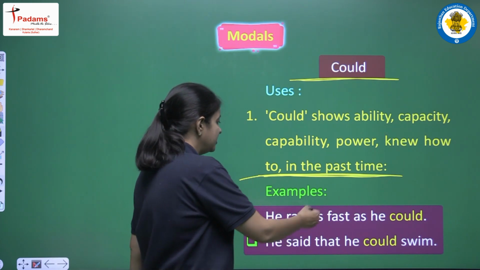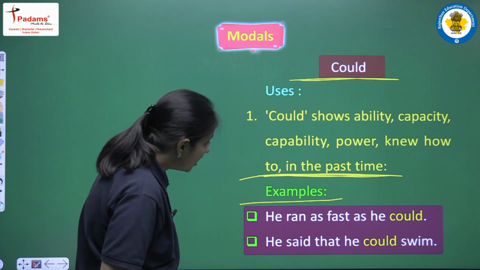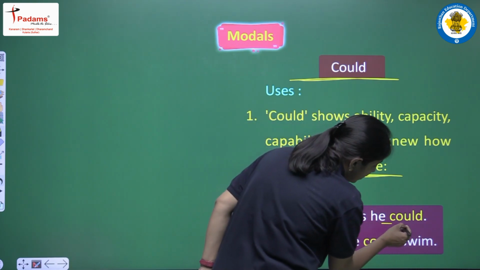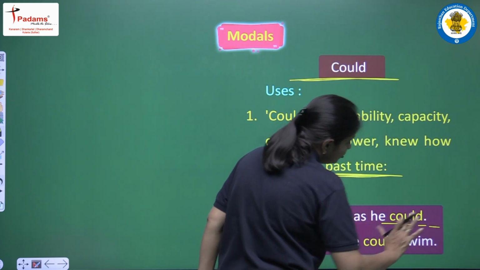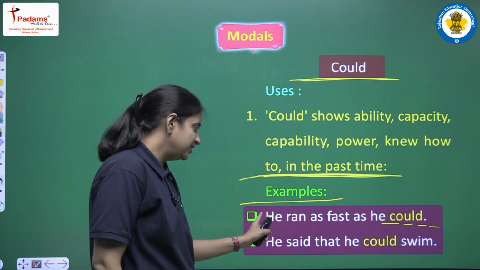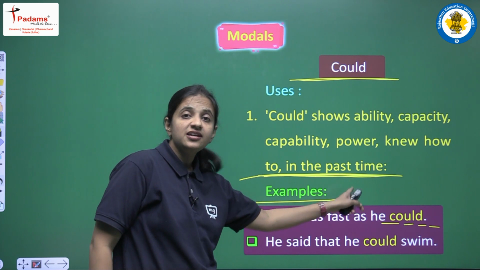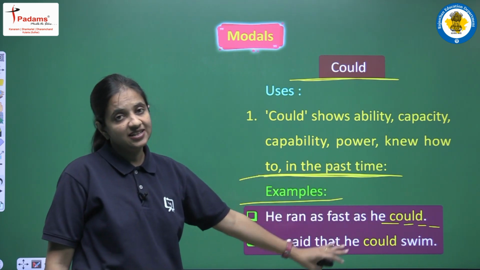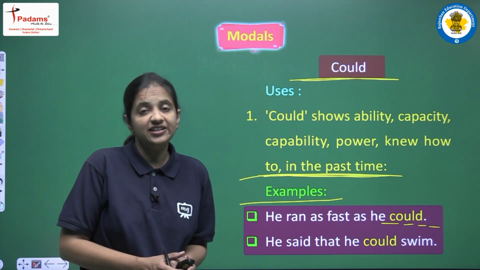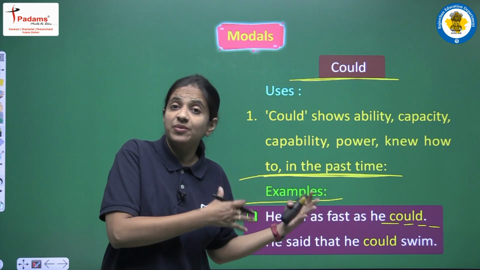So now let's read some examples. The first one is: he ran as fast as he could. Suppose this is the sentence, and here we are having the blank. We have to fill the blank, we have to complete the sentence. So first of all we will read the sentence. The sentence is: he ran as fast as he. So one thing is clear here, that this sentence shows the ability, or we can say the capacity, right? That someone was running as fast as he was capable of.